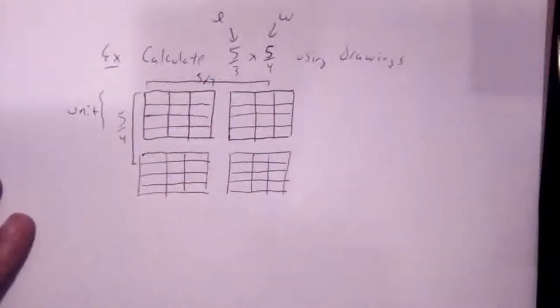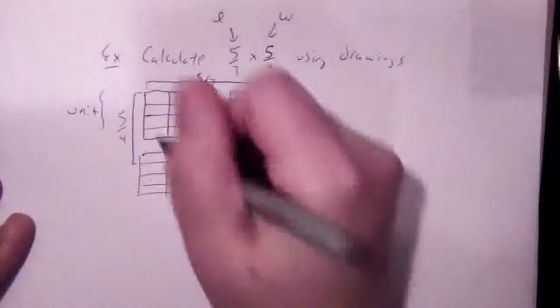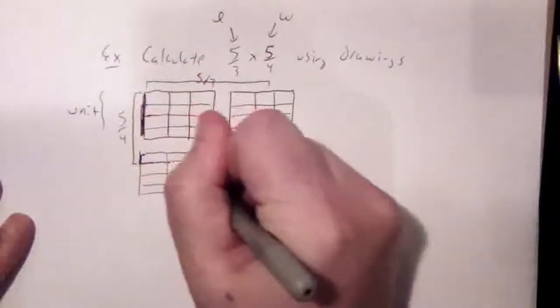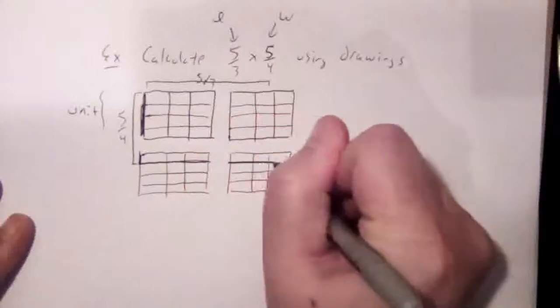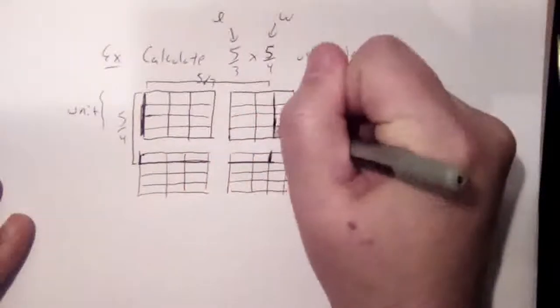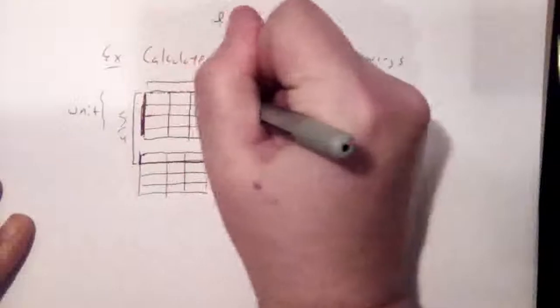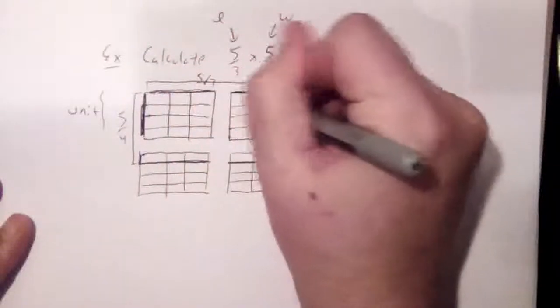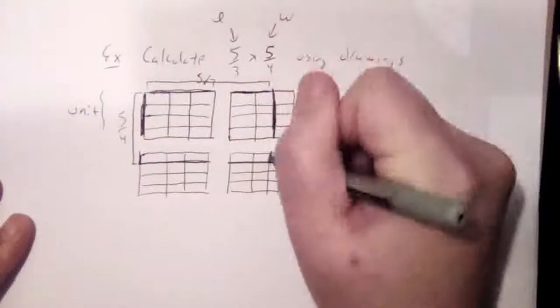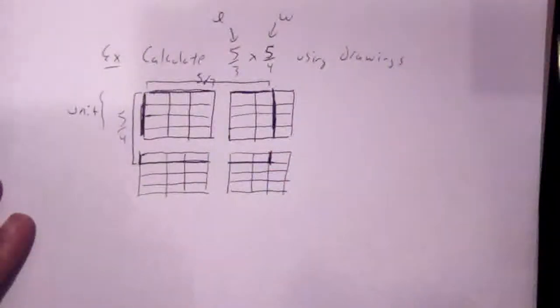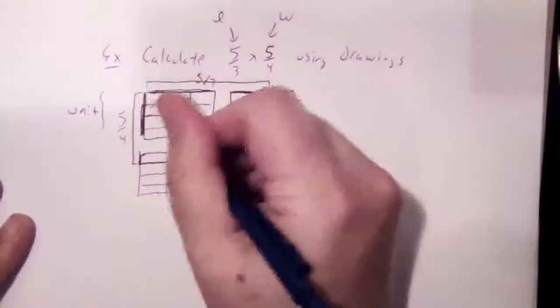So if we're thinking about the area of the rectangle that has a length of 5/3 and a width of 5/4, we're talking about something that stretches for these rows and these columns. Anything within the darkened lines that I'm drawing will be within the width of 5/4 and the length of 5/3. And I'm just going to shade in now everything within that area.